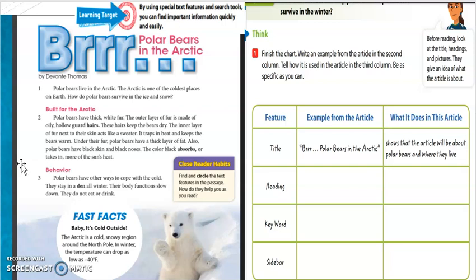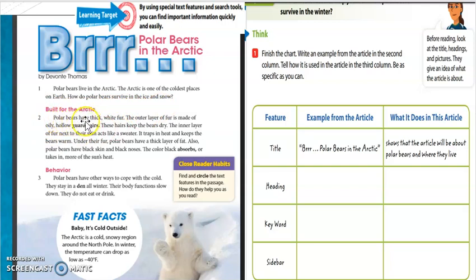Well, boys and girls, let's go ahead and read this article. How about I read it aloud and you read it along with me? Are you ready? Great job. Here we go. Brrr, Polar Bears in the Arctic by Devonte Thomas. Paragraph 1. Polar bears live in the Arctic. The Arctic is one of the coldest places on Earth. How do polar bears survive in the ice and snow?